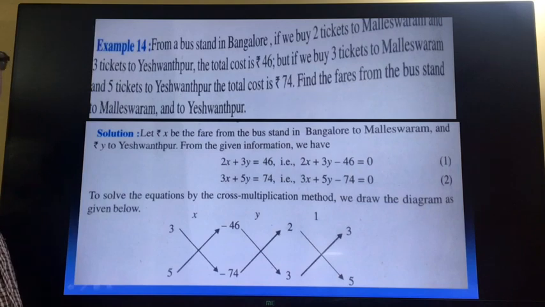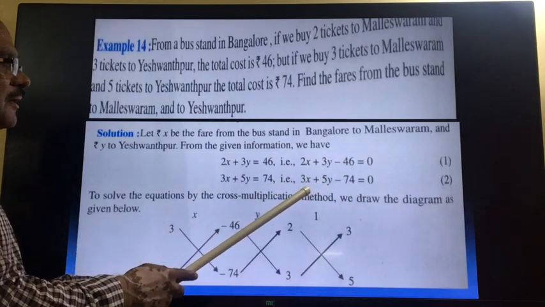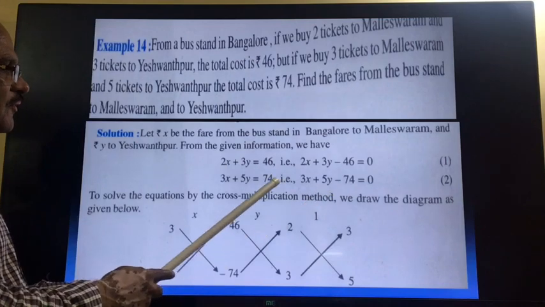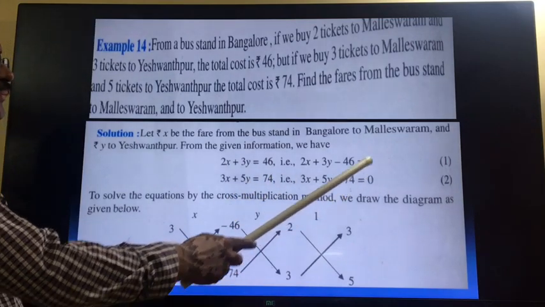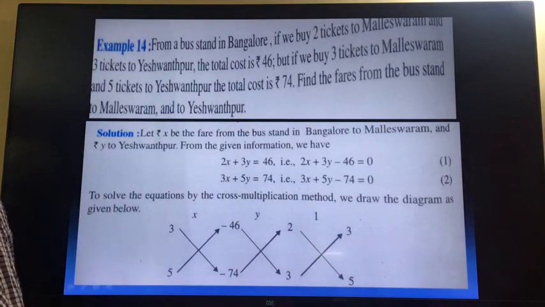As I told you when I explained the method, we should write both equations in standard form. So after transferring, we write 2x plus 3y minus 46 is equal to 0, and 3x plus 5y minus 74 is equal to 0. This is the important point here. Children, please understand it and note it. By this method you can do the questions very easily, and there is no need to learn it like a parrot. Once you are able to write the method, you will be able to solve the question.